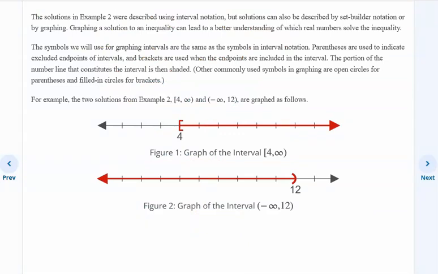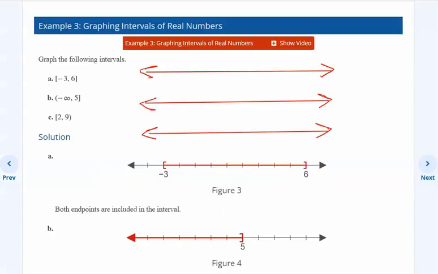Okay, if I looked ahead, they would show the graphical representation of our interval notation. So pause, read it over. Now in example 3, they're featuring graphing. And let's make this one big. So it's bracket, negative 3, comma, 6, bracket.